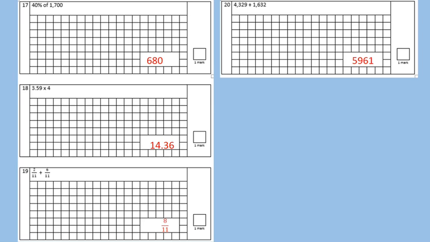Number 19, we've got 2 11ths and 6 11ths. So again, because the denominators are already the same, you just add together the numerators, so 2 and 6 is 8, and then your denominator stays the same as 11. Number 20, we've got a simple addition, so using that column method just because you may need to carry over some values, and the answer to that one is 5,961.